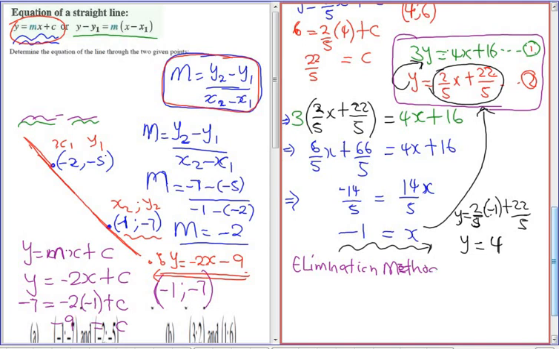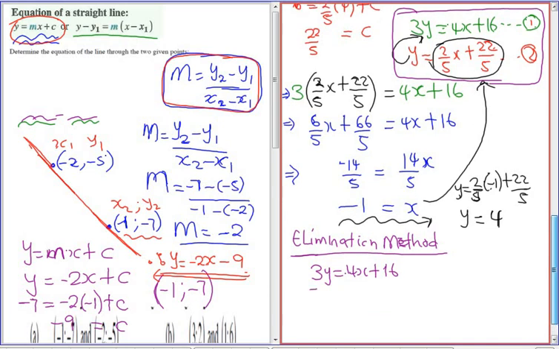So the elimination method is going to take these ones as they are. So let's say we have 3y is equal to 4x plus 16. Okay. And then this one, if I multiply by 5, notice it's going to be 5y is equal to 2x plus 22.